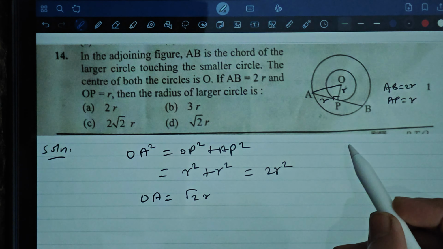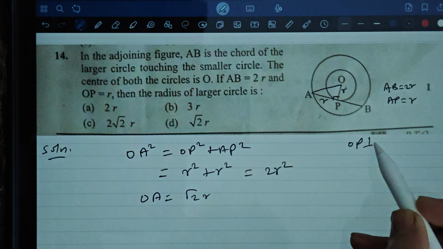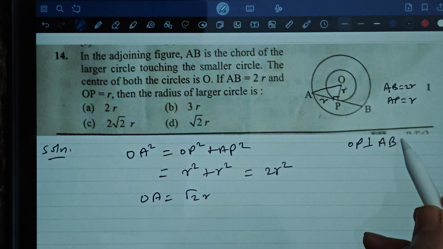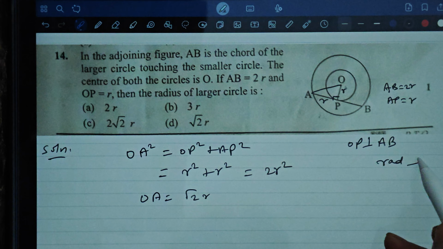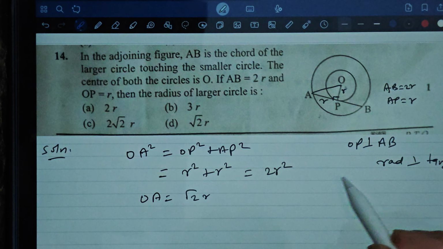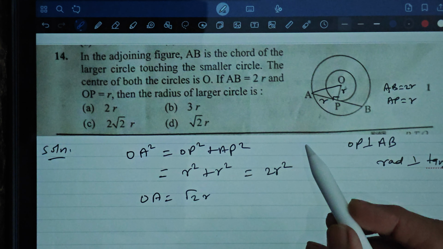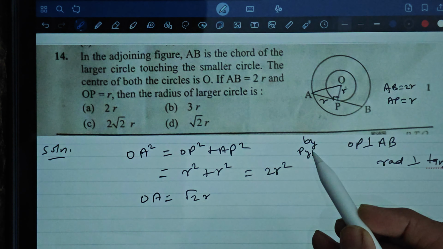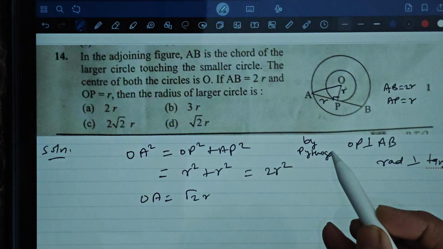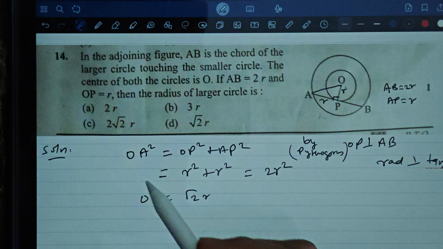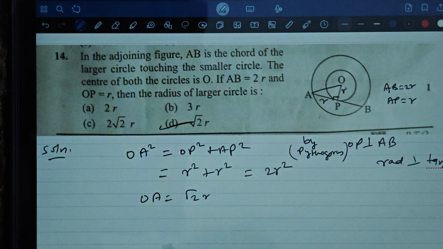Also you know that OP is perpendicular to AB. Why? Radius is perpendicular to tangent. So by all this, and this is by Pythagoras. So one more thing, you don't have to write all these things, but you have to keep in mind. Okay, by Pythagoras, this one. So root 2 r is the answer.